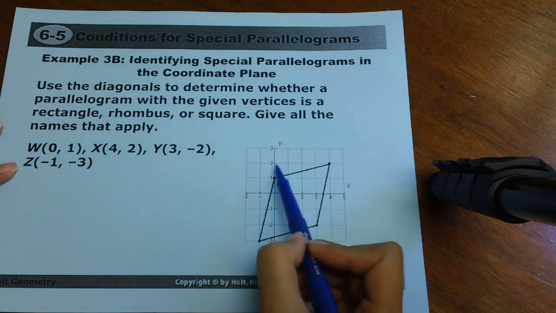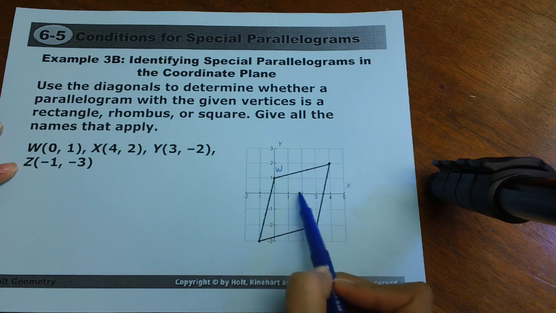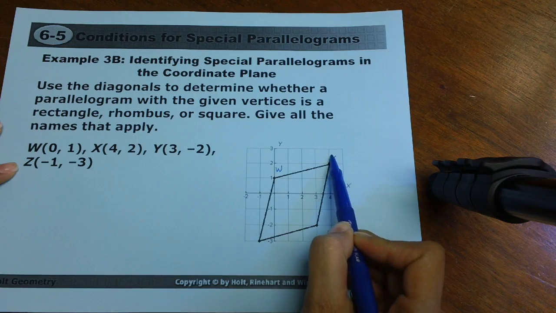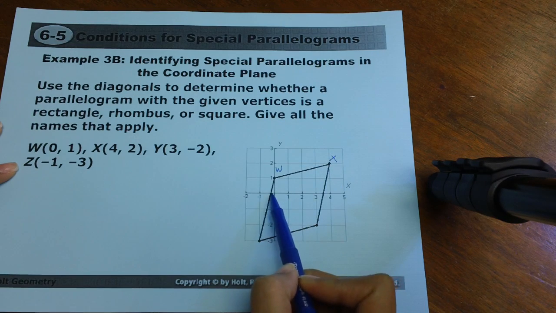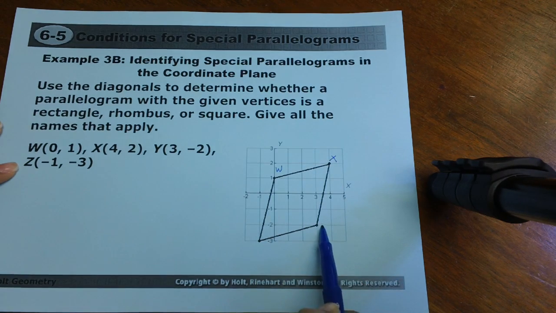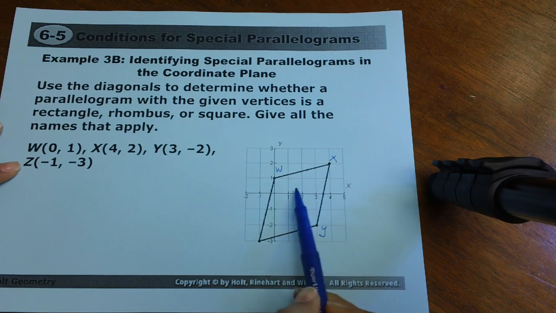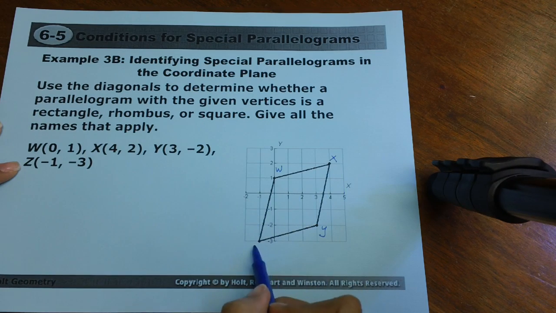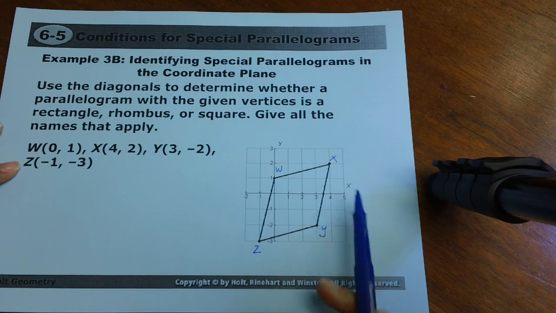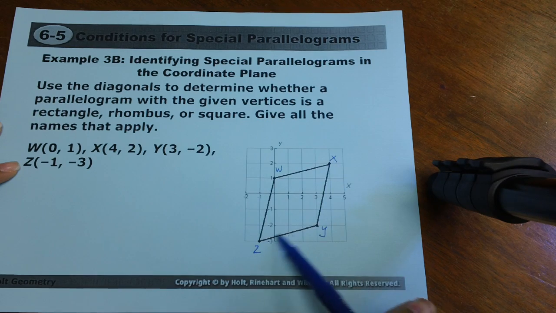W is 0, 1, so this is W here. X is 4, 2, that's X. Y is 3, negative 2, so 3, negative 2, this one down here is Y. And Z is negative 1, negative 3. Again, notice that it names the parallelogram in order.